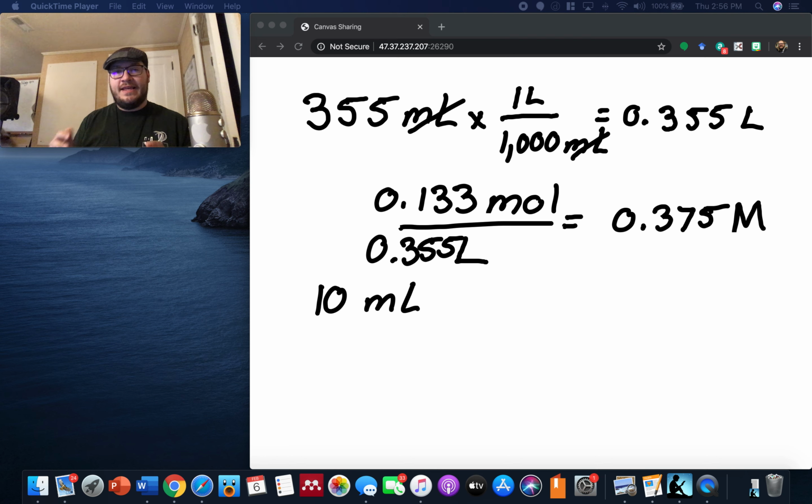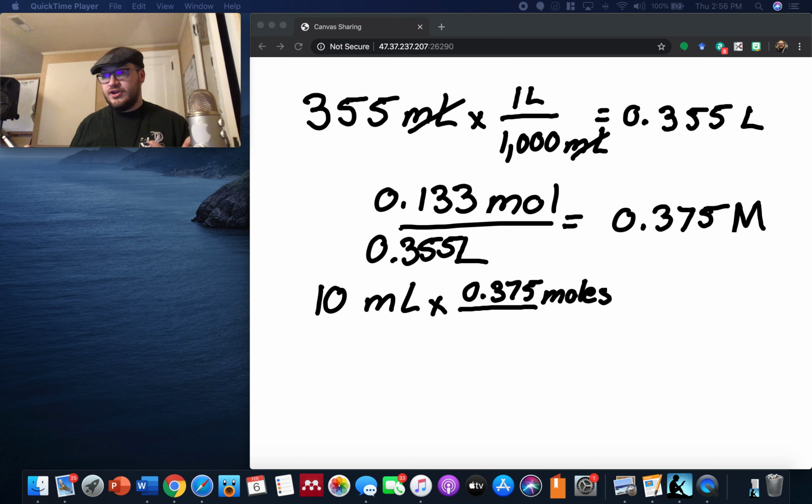So the way to do that is to kind of reverse the process here. I know that in this can of soda, I've got 0.375 moles of sugar per liter. Now, the liters and milliliters are not going to cancel each other out. I can't do this right here because those liters and milliliters won't cancel each other out.